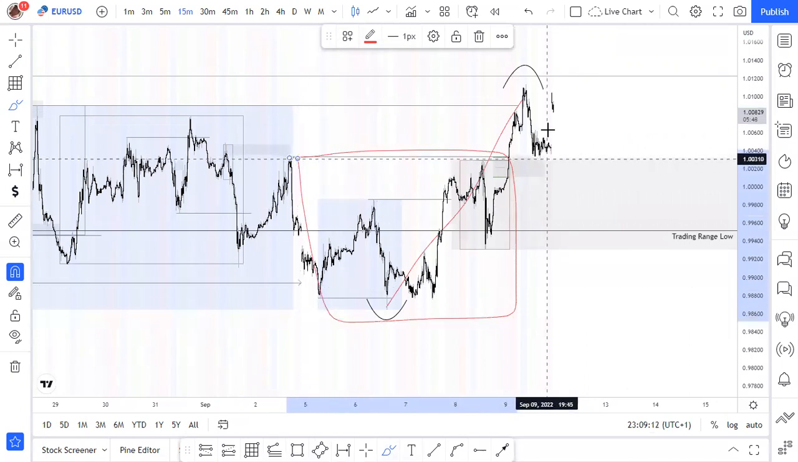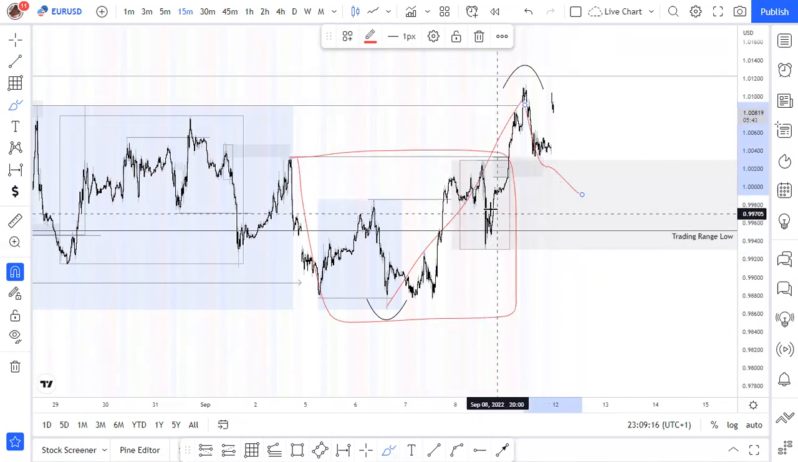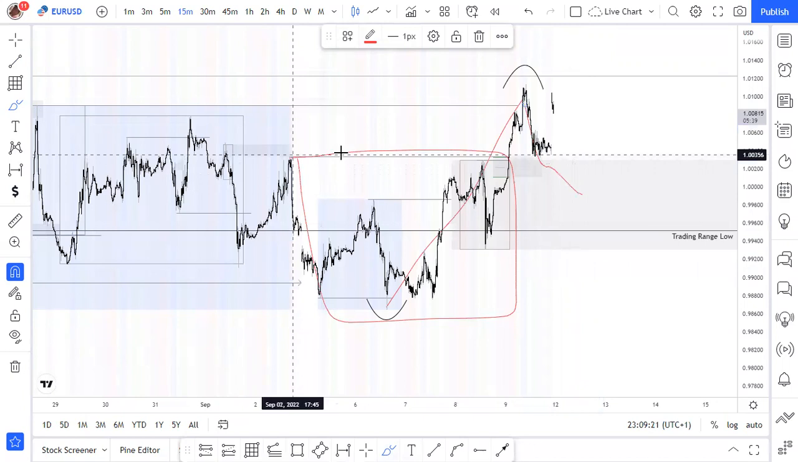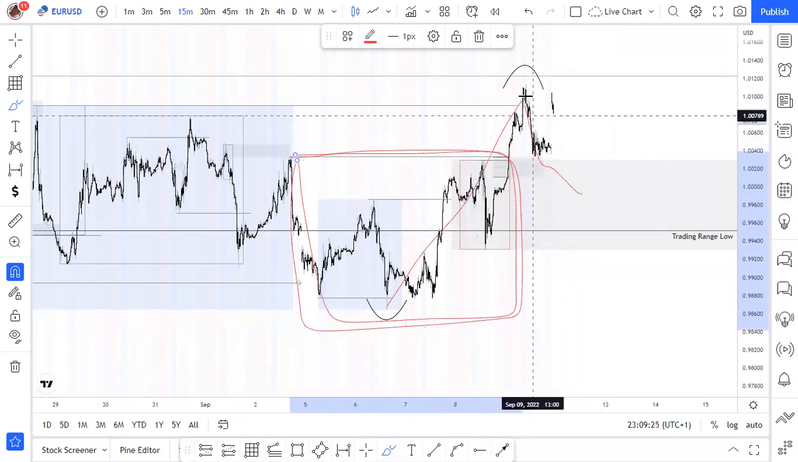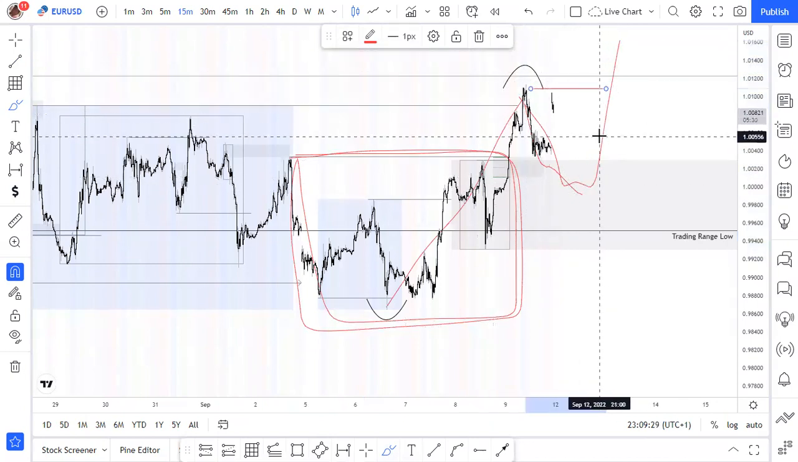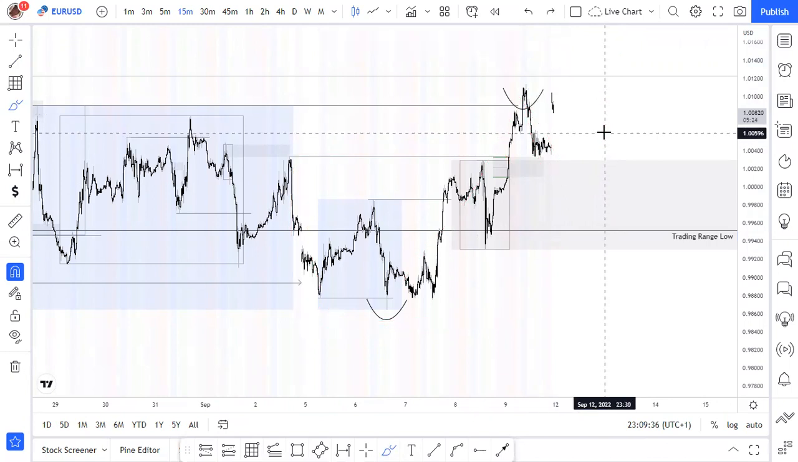We just want to see price maybe pull back into this range, or maybe this supply zone here, and then we can look for some kind of buys to take out the high and then just continue the bullish structure on the 15 minutes. So I think that's it.